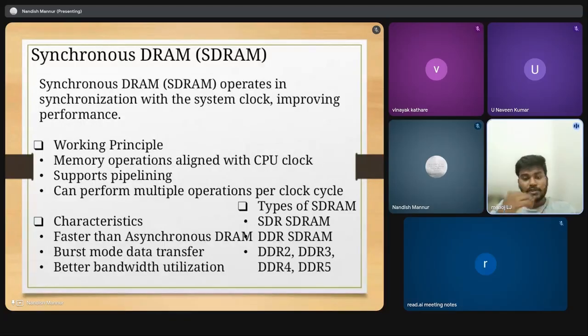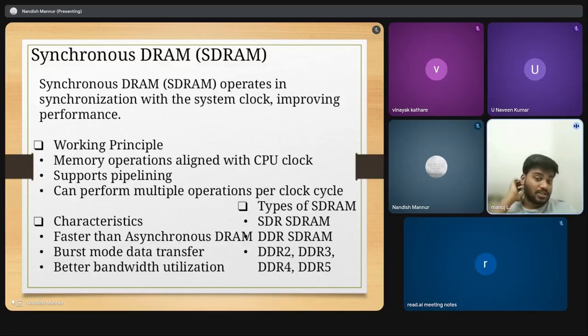And the second one is principles of SDRAM. In SDRAM, all memory operations are aligned with the CPU clock. This means read and write operations happen at a fixed interval. So SDRAM supports pipelining, which allows one operation to start before the previous one finishes. Because of this, SDRAM can perform multiple operations in one clock cycle. This reduces delay and increases the overall speed of the system.